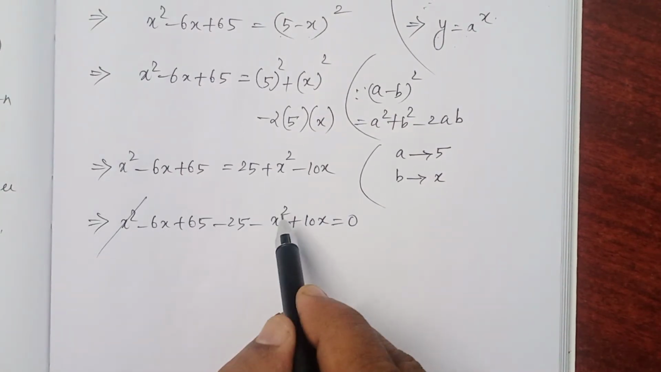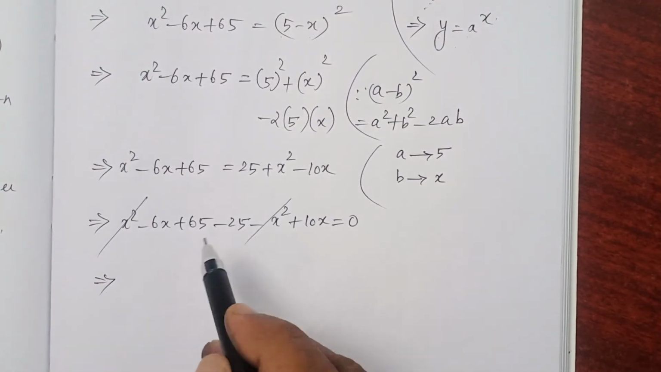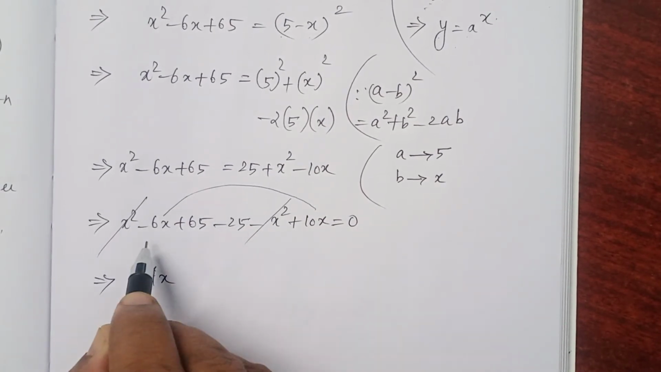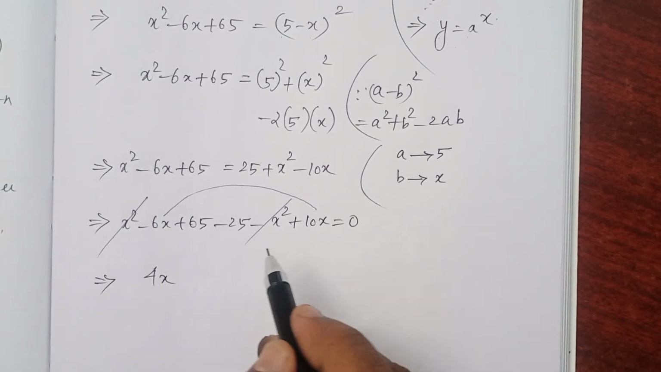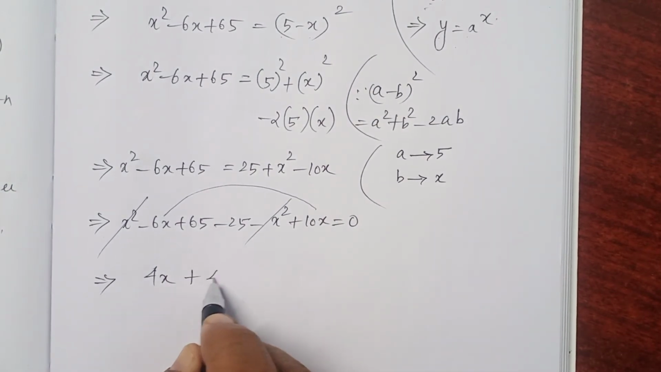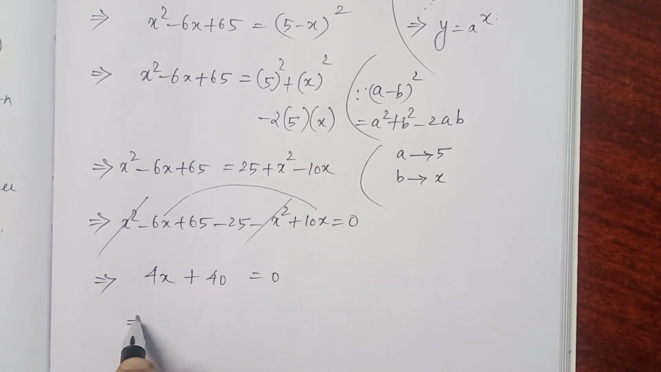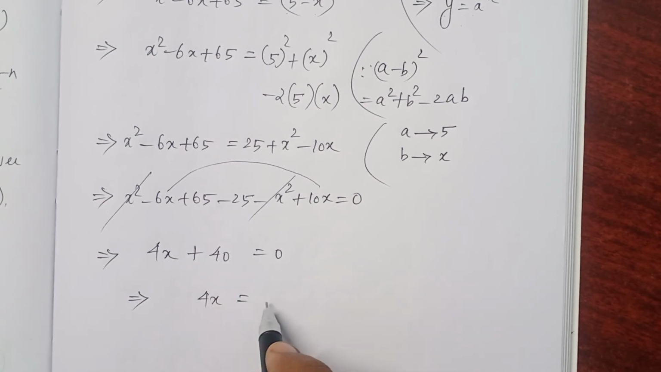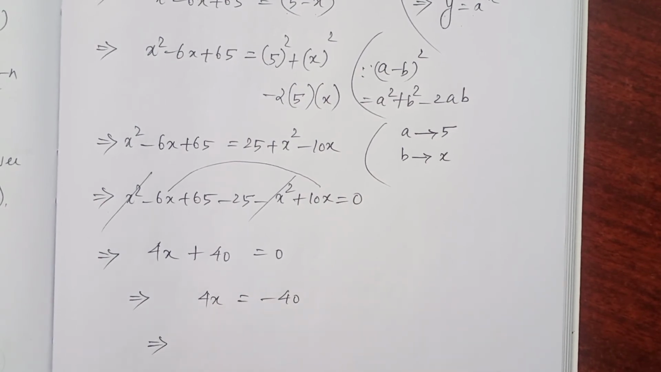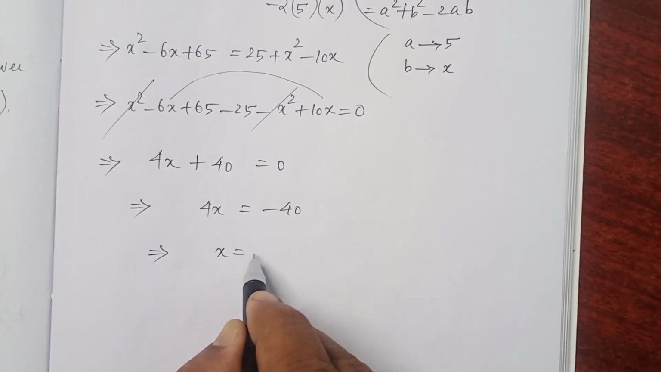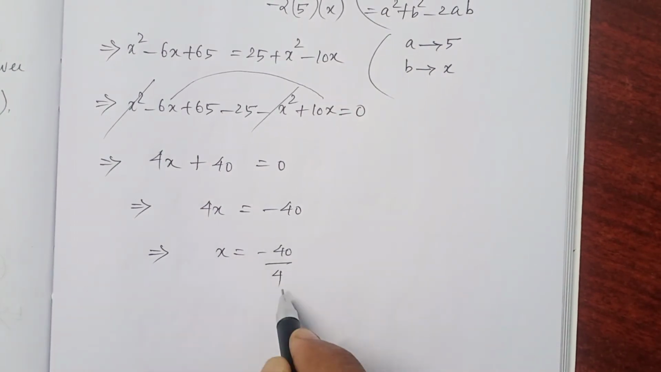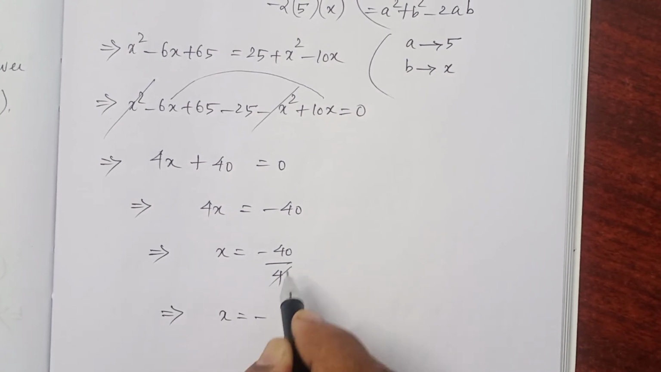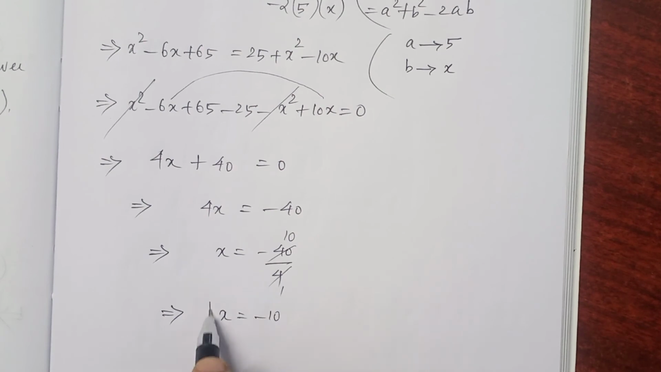Now plus x squared minus x squared get cancelled, minus 6x plus 10x together 4x. 10x minus 6x is 4x. 65 minus 25 that is 40, plus 40 that is equal to 0, which implies 4x that is equal to minus 40, the plus 40 comes to the right hand side as minus 40, which implies x that is equal to minus 40 divided by 4. 4 comes to the denominator, which implies x that is equal to minus, 4 tens are 40, 10 times. So what's the value? x that is equal to 10.